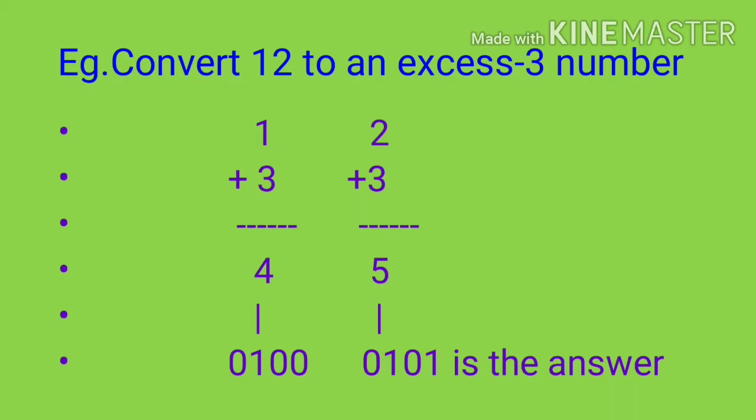Example for conversion of 12 to XS3 code number. Here we consider 1 and 2. 1 is added to 3, and similarly 2 is also added to 3. We get 4 and 5. For the value of 4, 0100, and 5, 0101, is the answer.